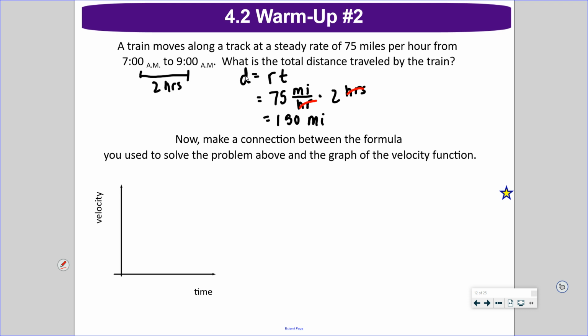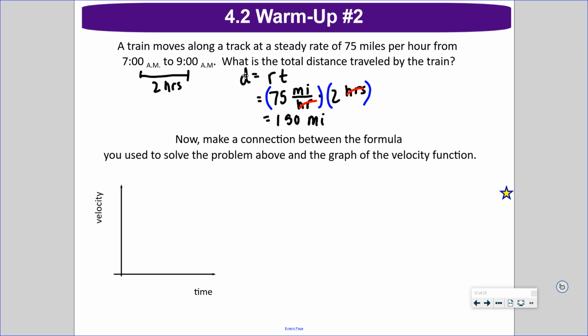Now I want you to write that out just for the sake of seeing what you're doing here. You're taking 75 in your head. You took 75 times 2. Delaney, is that how you come up with that number in your head? 75 times 2. Beautiful. Okay, now let's make this connection to a graph.